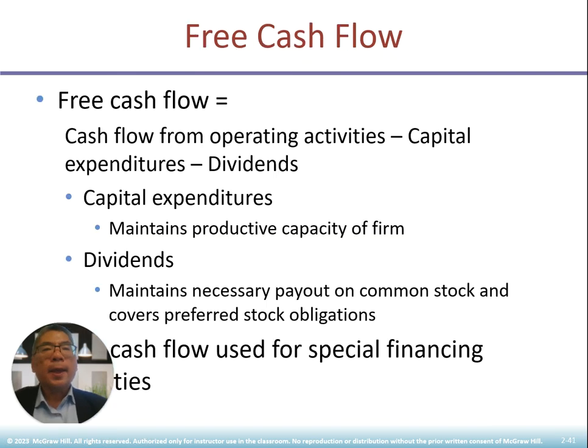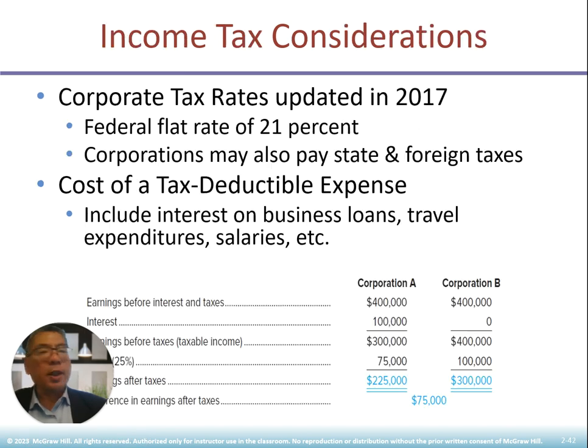Okay. And then free cash flow is cash flow after expenditures such as capital expenditure and dividends. You have the capital expenditure that maintains the productive capacity of a firm, as well as dividends that maintain the necessary payout for common stock and cover the preferred stock obligations. Okay, and free cash flow is always used for special financing activities.